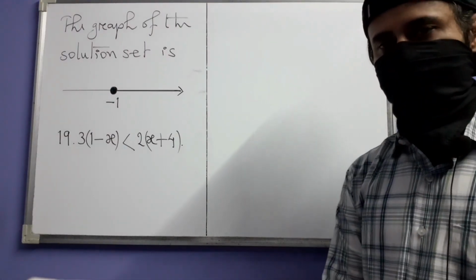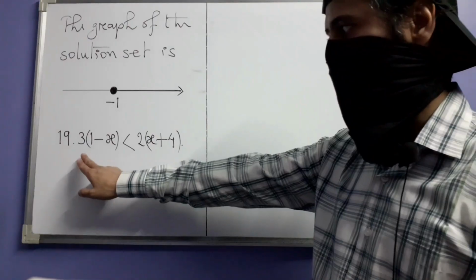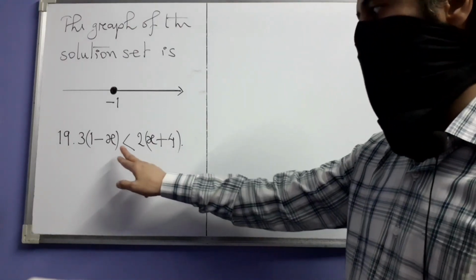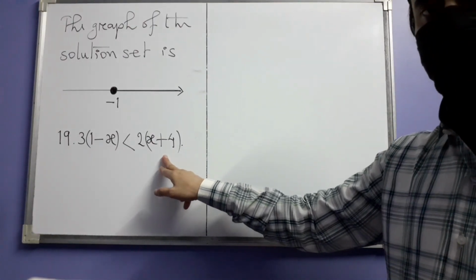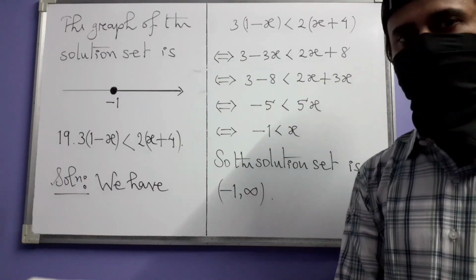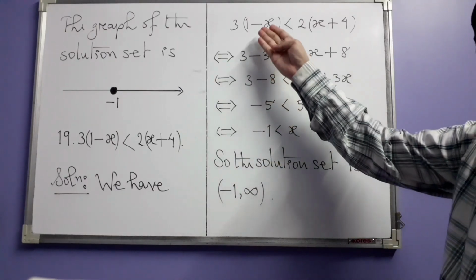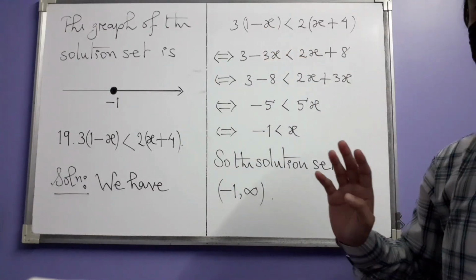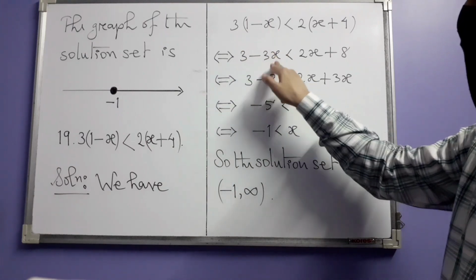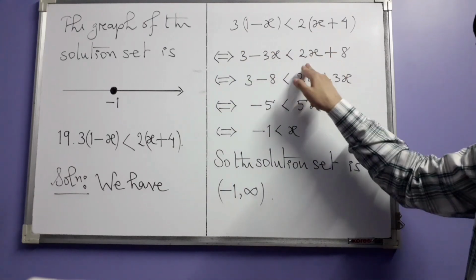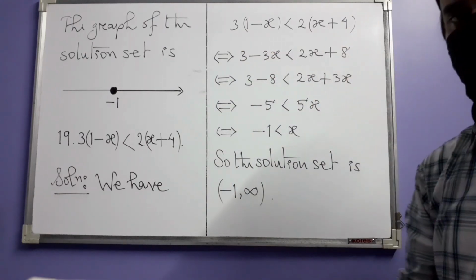And next we have 19, where the inequality is this: 3 times (1 minus x) is less than 2 times (x plus 4). So we consider the inequality, and first we do the multiplications. 3 minus 3x is less than 2x plus 2 times 4, which is 8.